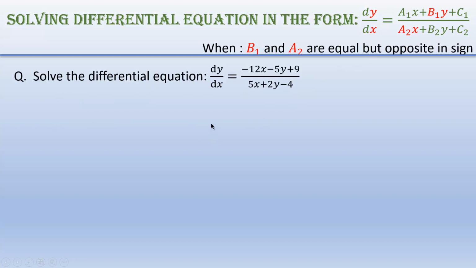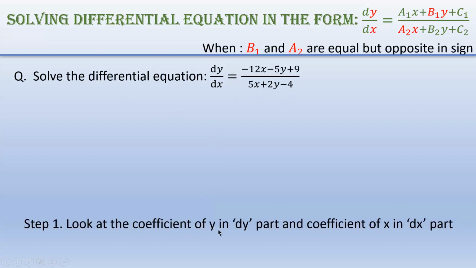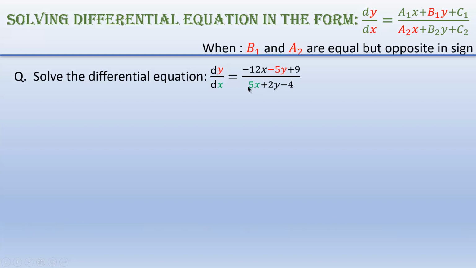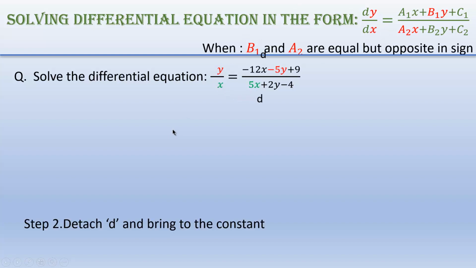So let's begin with an example. Suppose you have to solve a differential equation of this form. The first step is to look at the coefficient of y in the dy part and the coefficient of x in the dx part. By dx part, I mean that if dx is in the denominator, then the denominator is the dx part, and if dy is in the numerator, the numerator is the dy part. So the coefficient of y in the dy part is -5 and the coefficient of x in the dx part is 5. If we compare these values, -5 and 5 are equal but opposite in sign, so we can use this rule. Let's proceed.